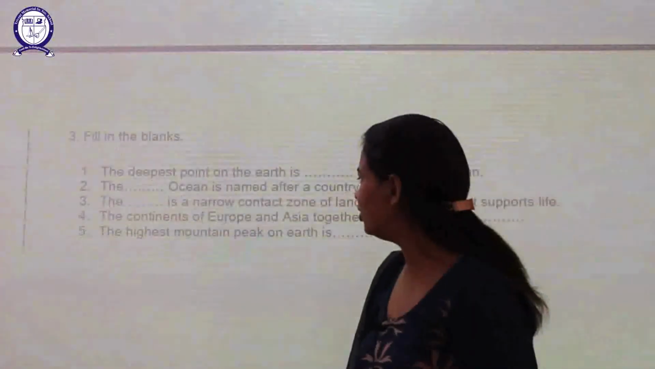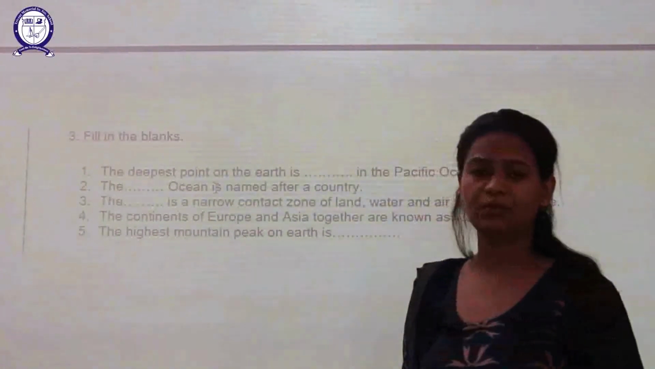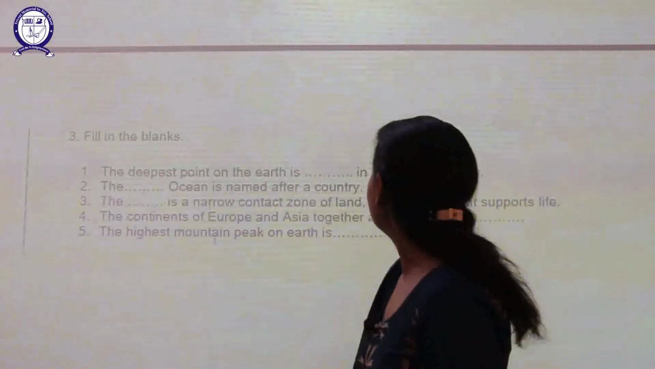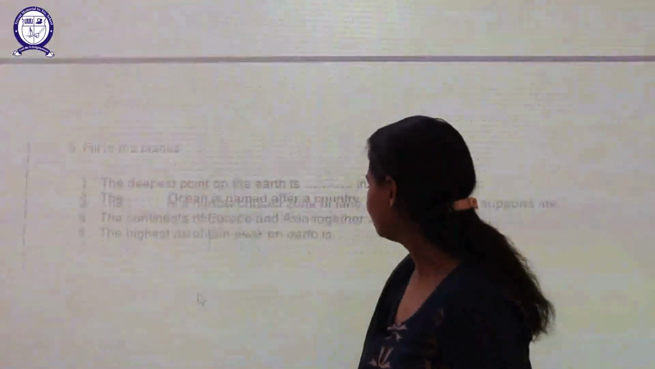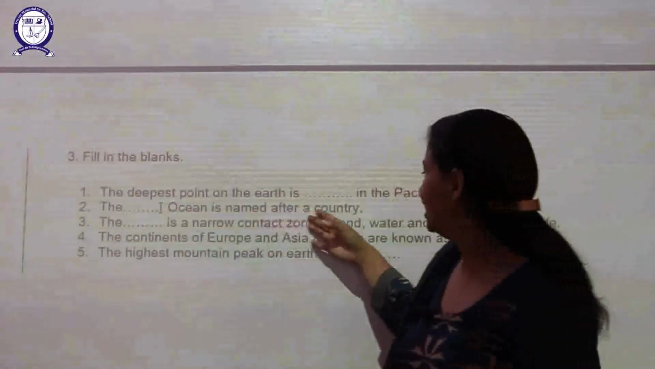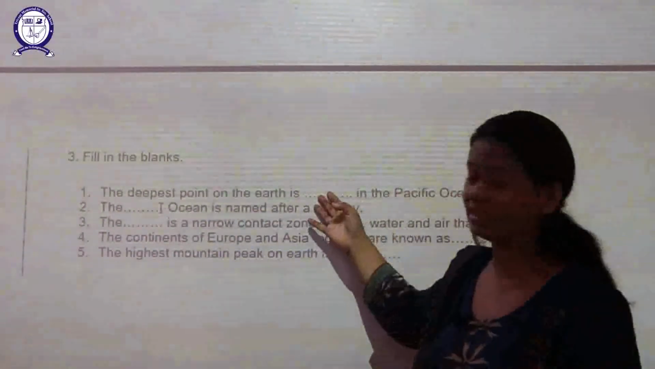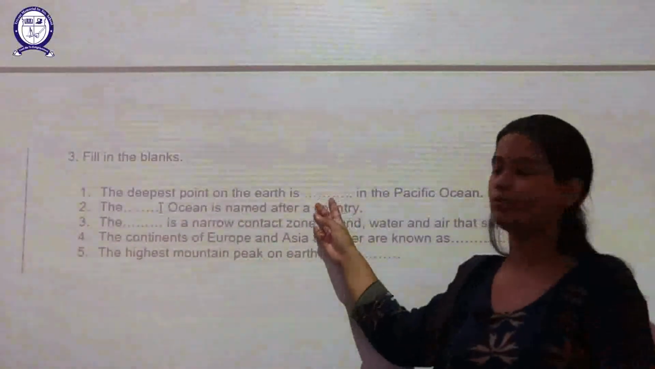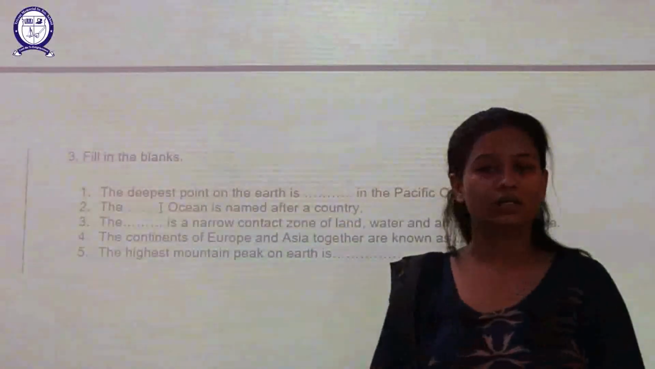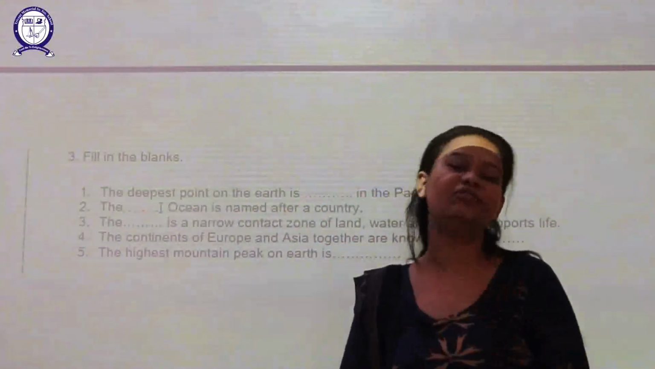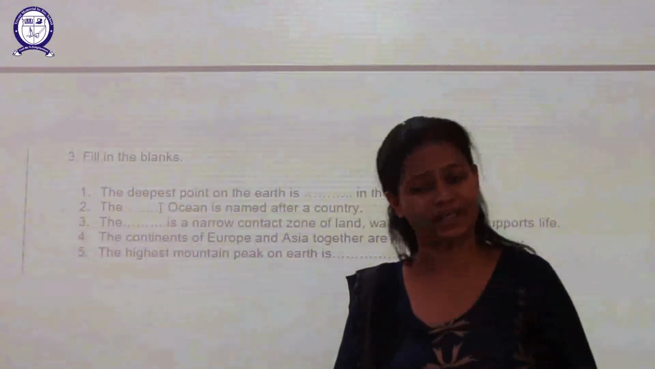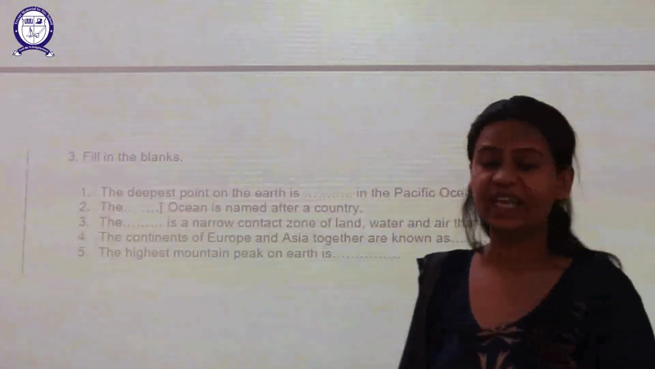So students, thereafter the next question is regarding fill in the blanks, in which your first one is, the deepest point of the earth is dash in the Pacific Ocean. And then next is, dash ocean is named after a country. We have discussed the deepest point in the Pacific Ocean, and which ocean is named after the name of a country, that is the Indian Ocean. On the name of which country is it placed? On the name of the country India.